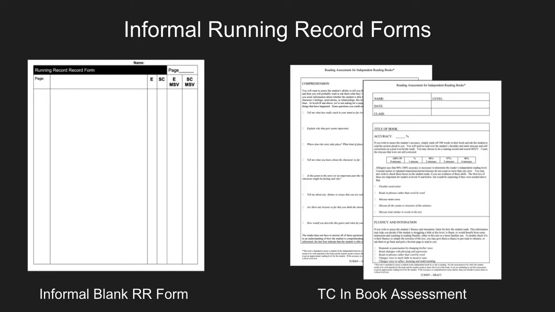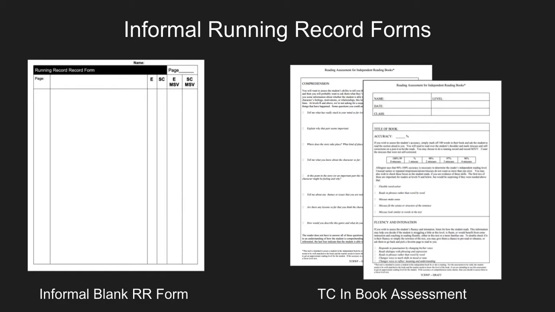So the very first thing that I have after my table of contents in my Conferring binder are informal running record forms. I have two options here for you, but there are many options on the internet as well. These just happen to be my two favorite. On the left is the informal blank running record form where you can do an MSV analysis, which I think is very helpful for our primary or younger readers. I would use this all the way up through 5th grade if I had a striving reader, perhaps under level N. And then on the right-hand side is a Teachers College in-book assessment.